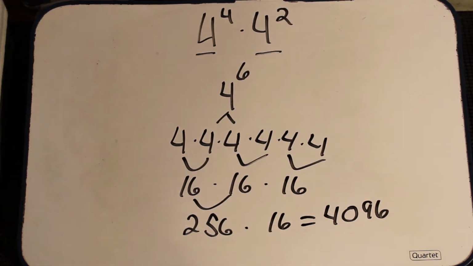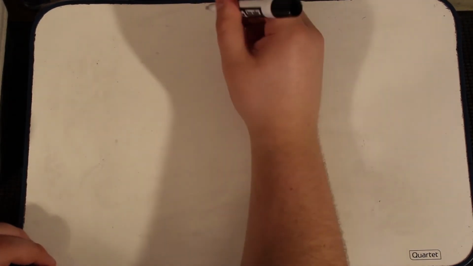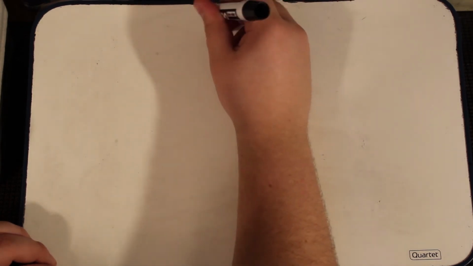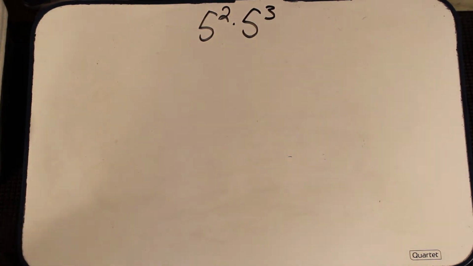4,096. So next thing I want to do is give you guys one to work on. The one I'm going to give you is 5 squared times 5 cubed. Go ahead, pause the video, take a second, work this out.